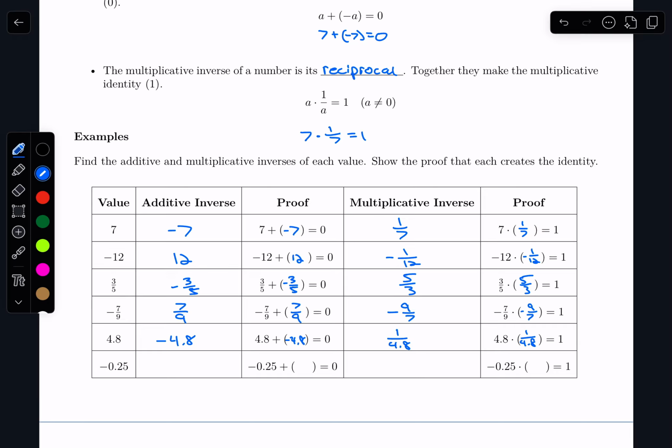For negative 0.25, we're going to make it positive for the additive inverse. Those will add to give us 0.